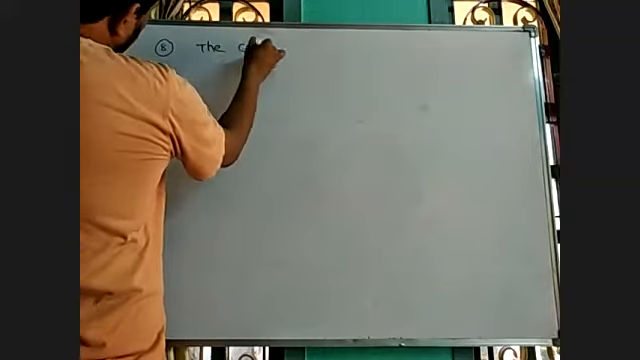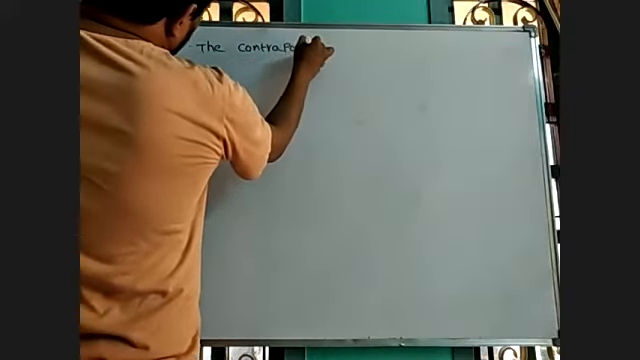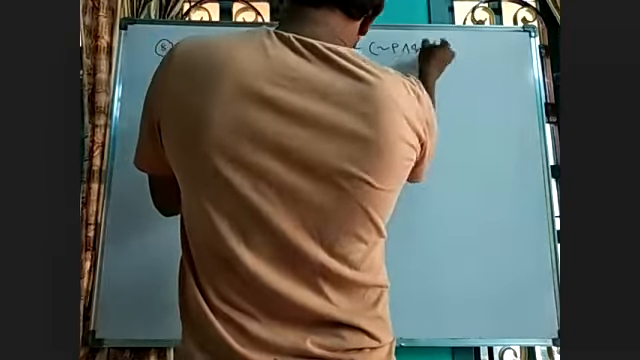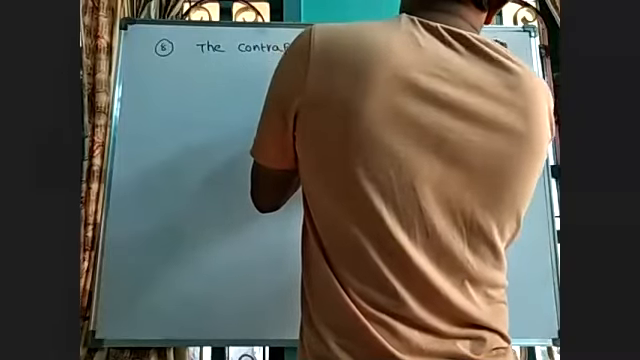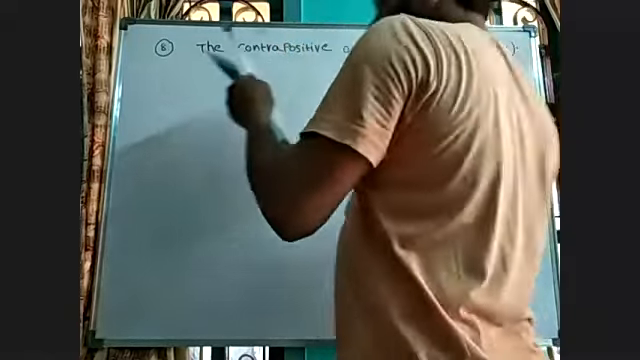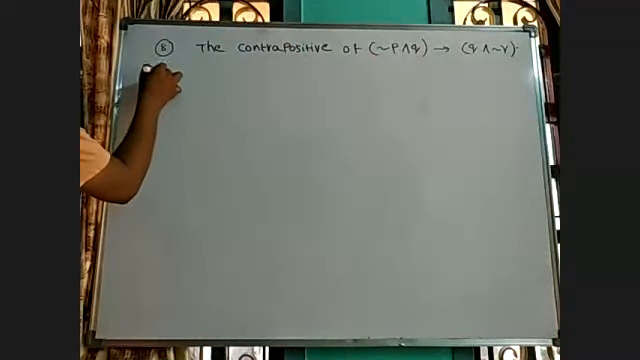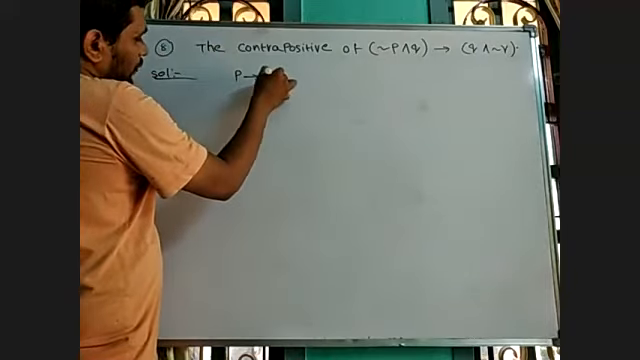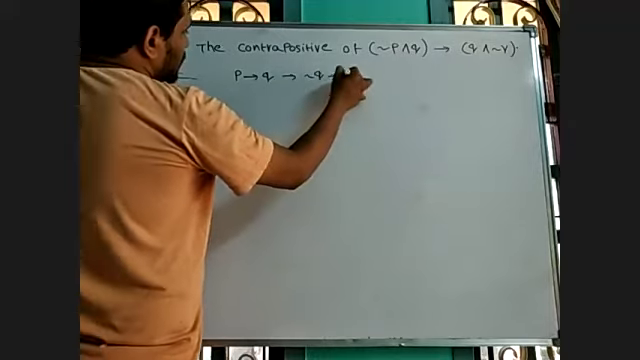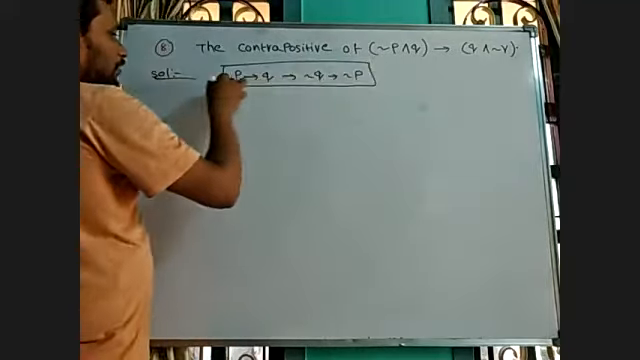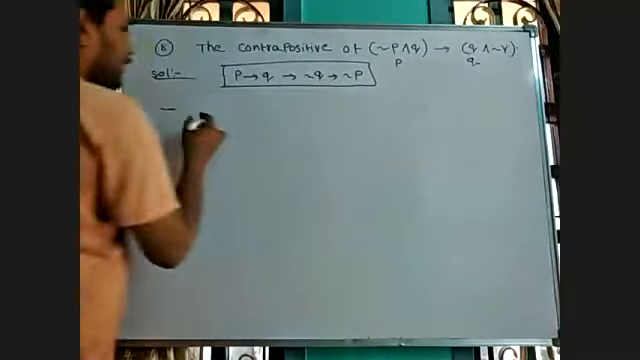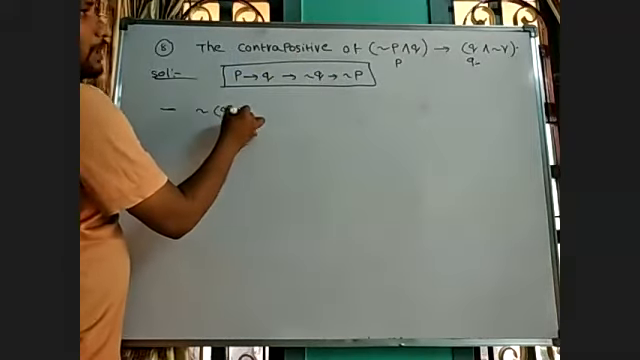So then question number 8. The contrapositive of negation P and Q, negation Q and negation R. Contrapositive means P implies Q equals negation of Q implies negation of P. We will write negation of Q, negation of P. From this, I am taking this as P, this as Q. If you apply it, negation of Q means negation of Q and negation of R.